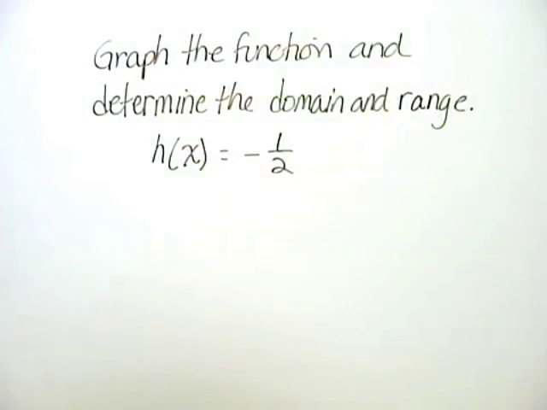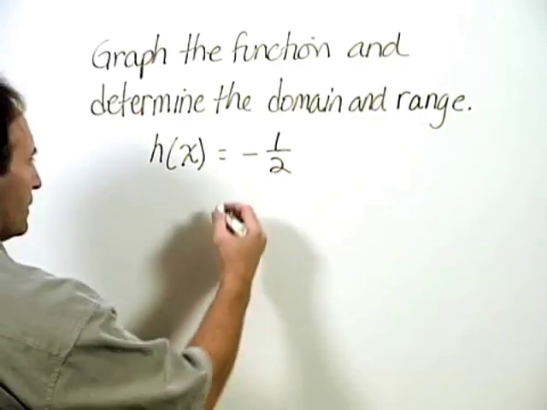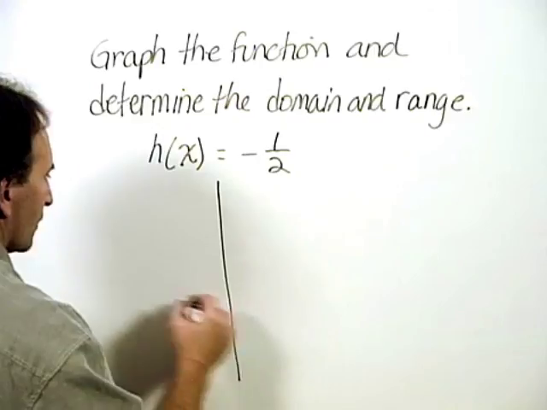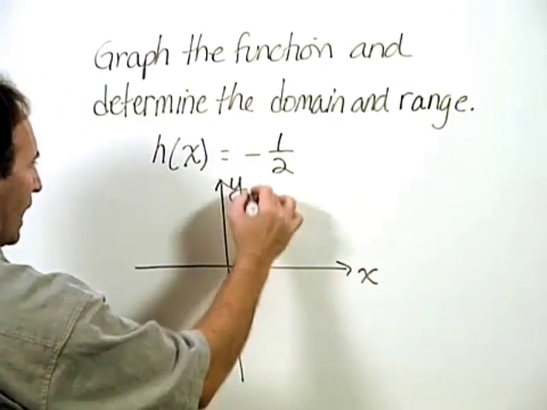Graph the function and determine the domain and range. H of x equals negative 1/2. So this is a constant function. Its graph is a horizontal line. So let's draw our axes, x, y.